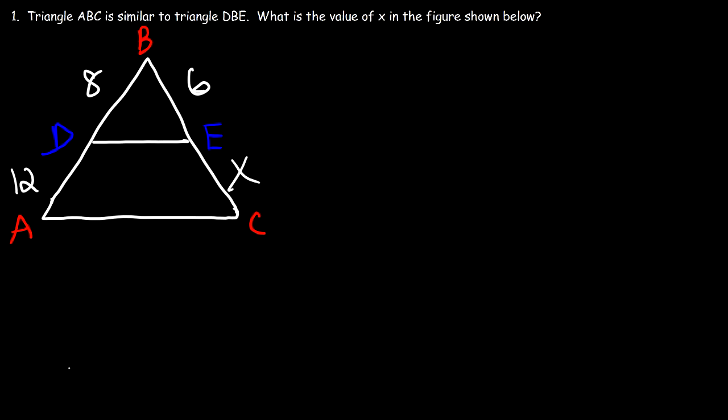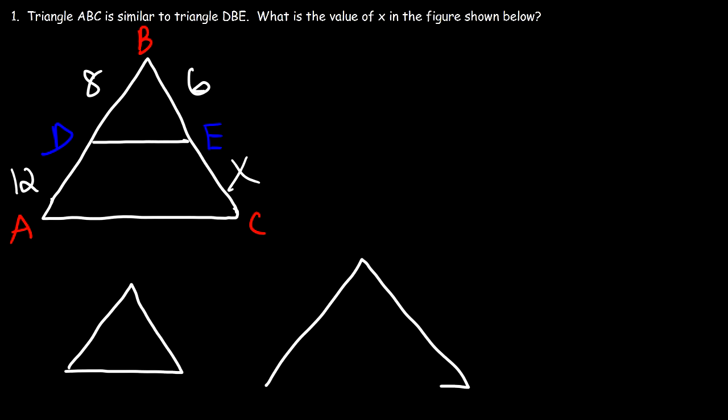So let's draw the two triangles, the small triangle and the large triangle. So the small triangle is the one we see on top. So that's triangle DBE. And then the large triangle is this whole thing. And that's triangle ABC. So we're told that these two triangles are similar to each other. So as a result, we can write a proportion between their corresponding sides.